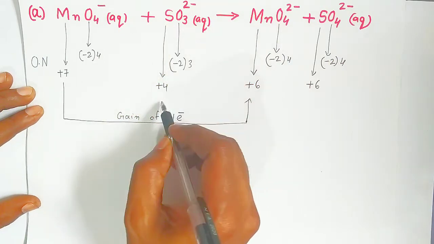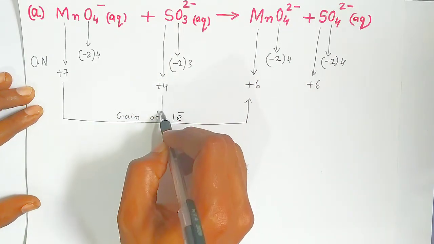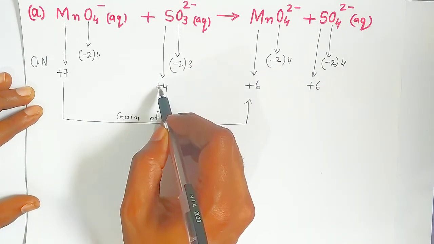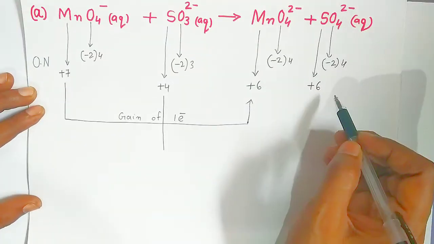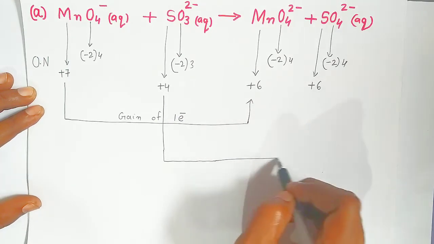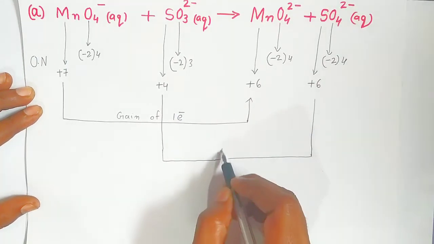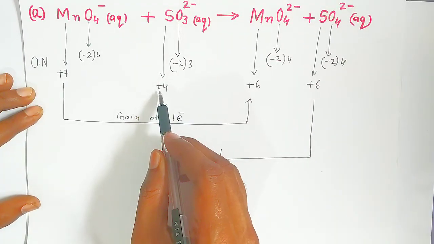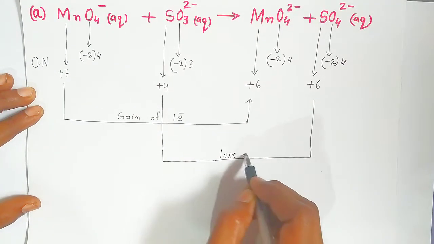Now when you see sulfur, the oxidation number is +4 on the reactant side and +6 on the product side. The oxidation number increases by 2, so there is a loss of 2 electrons. The oxidation number increases from +4 to +6, so there is a loss of 2 electrons.